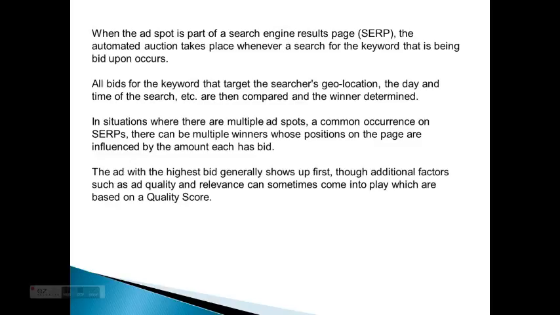When the ad spot is part of a search engine results page, the automated auction takes place whenever a search for the keyword that is being bid upon occurs. All bids for the keyword that target the searcher's geolocation, the day and time of search, etc., are then compared and the winner determined. In situations where there are multiple ad spots, a common occurrence on SERPs, there can be multiple winners whose position on the page is influenced by the amount each has bid. The ad with the highest bid generally shows up first, though additional factors such as ad quality and relevance can sometimes come into play, which are based on a quality score.